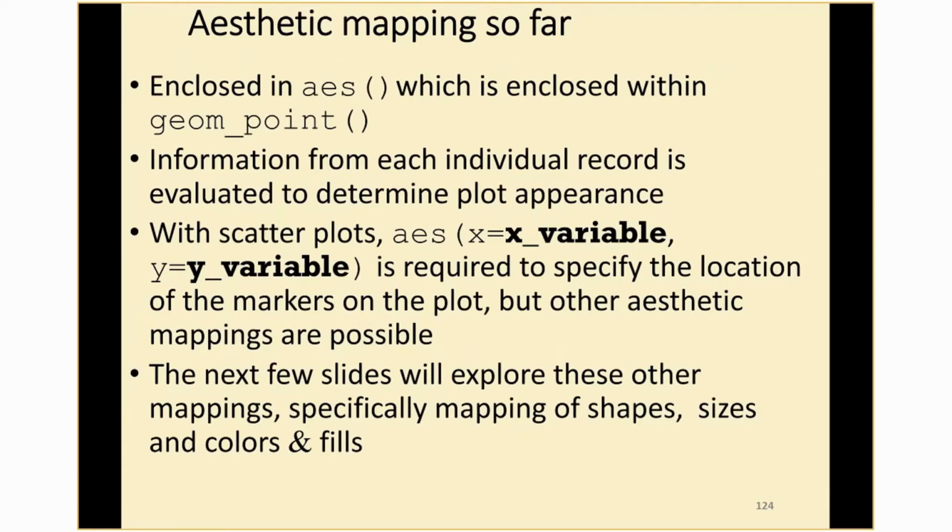So what we've seen so far is that the aesthetic mapping has its own parentheses, nested within the parentheses of geom_point. Every record is evaluated, and the value of the record determines the value of the particular aesthetic or characteristic. What we've seen so far is a scatter plot where we've mapped x onto one variable and y onto another variable, but there are other aesthetic mappings possible. We can map shapes and sizes, colors and fills, and that's what we're going to look at now.